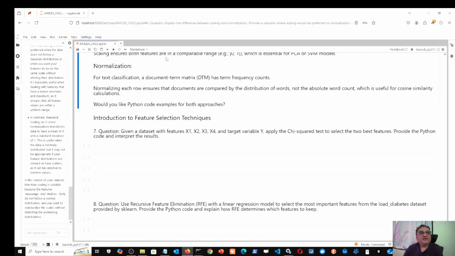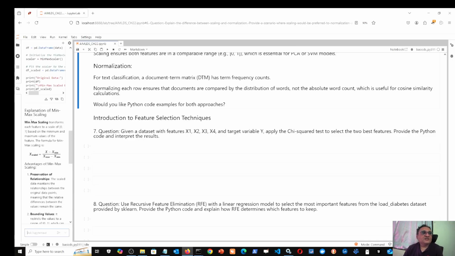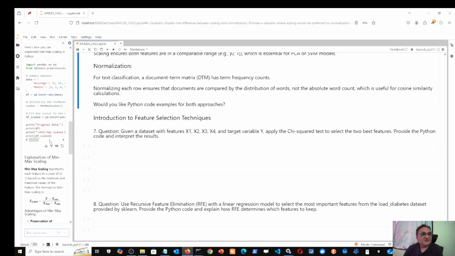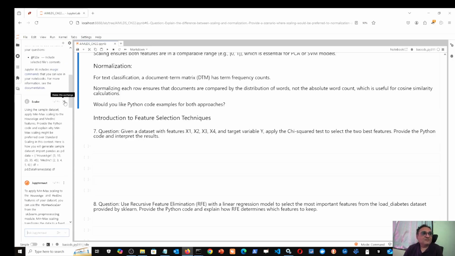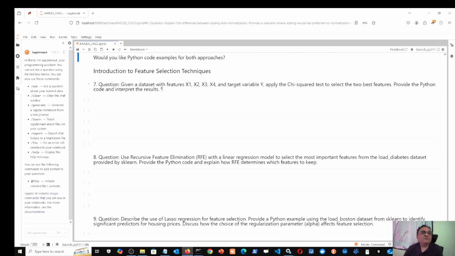So I am not going into much detail of that. I could have asked that question here, and I could have got the answer. Now this was the answer of the previous lecture's question, what is min-max scaling and all that. So I'm clearing it so that everything is clean back. Okay. Now this is the next question.